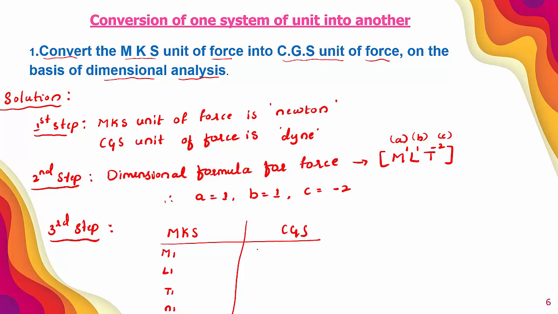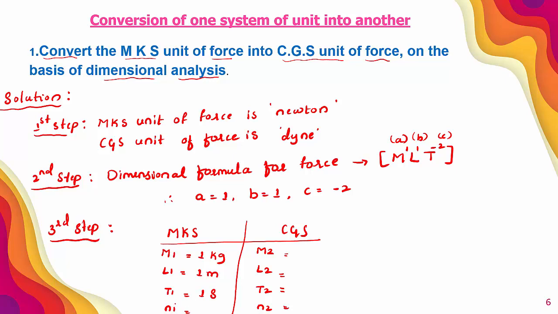In CGS I can write M2, L2, T2, N2. So now we have to write their values in MKS as well as in CGS. In MKS, mass is expressed in terms of kg, so I can write 1 kg. Similarly, length is expressed in terms of meter, so I can write 1 meter. Time is expressed in terms of second, so we can write 1 second.